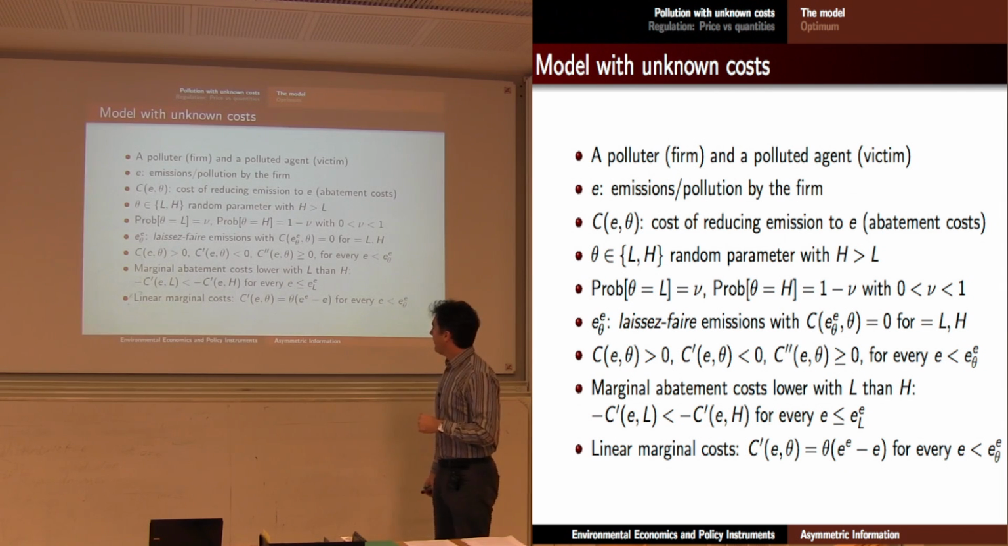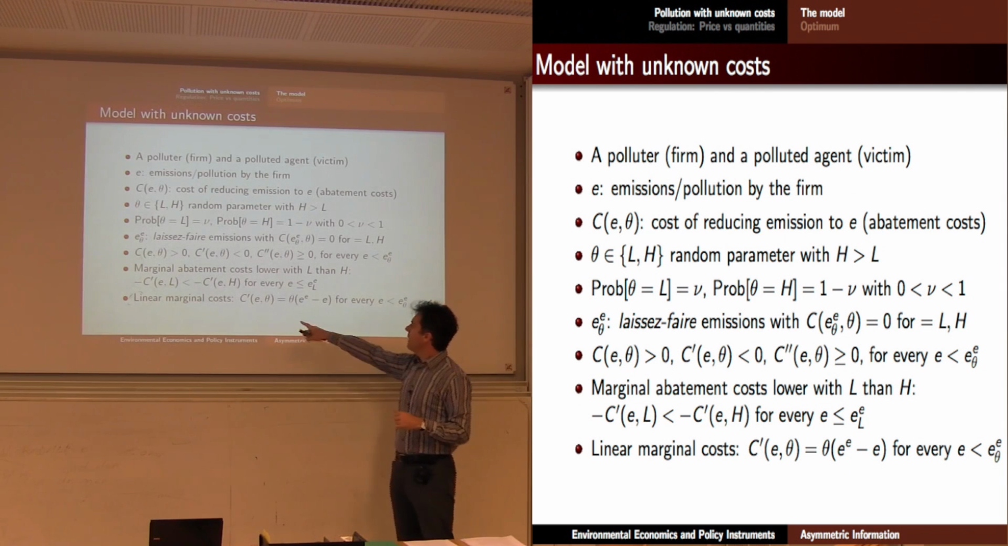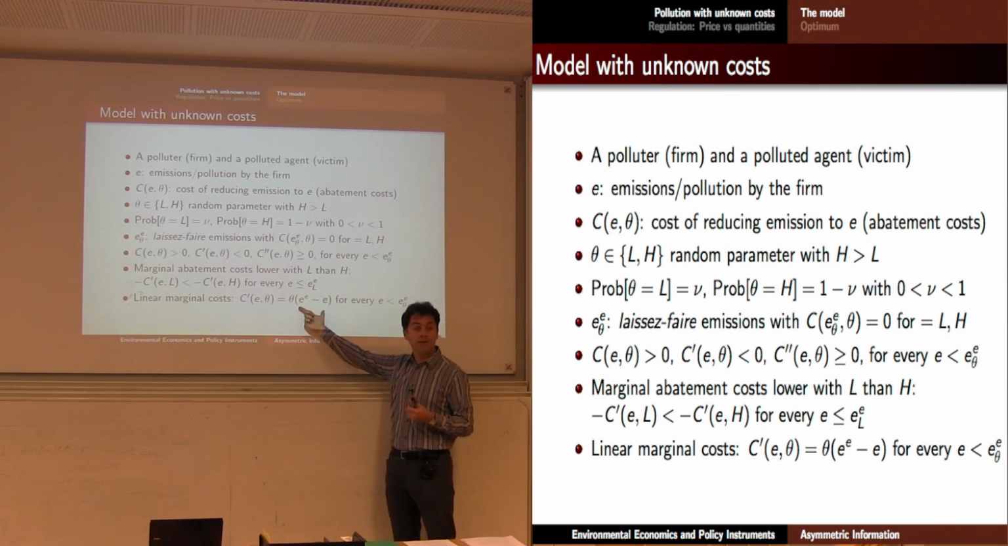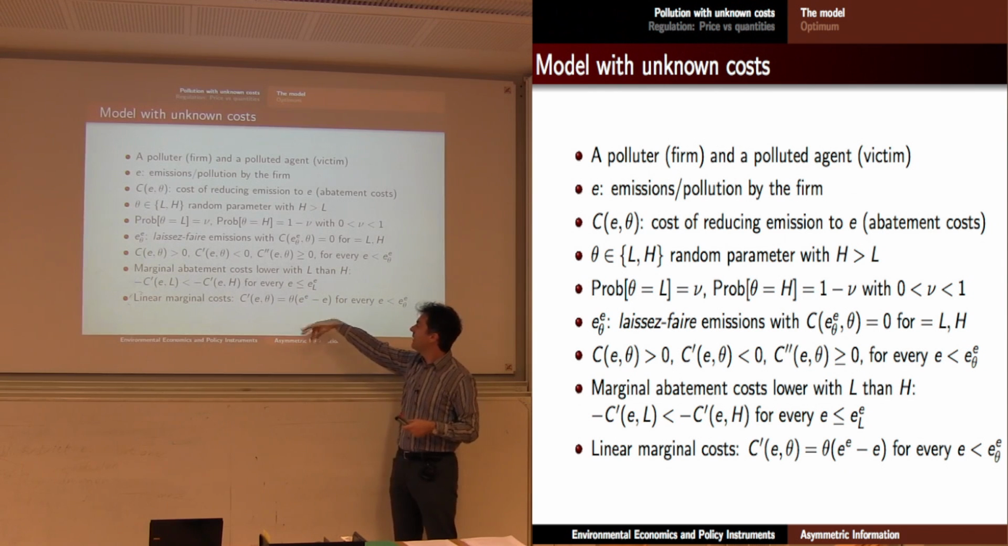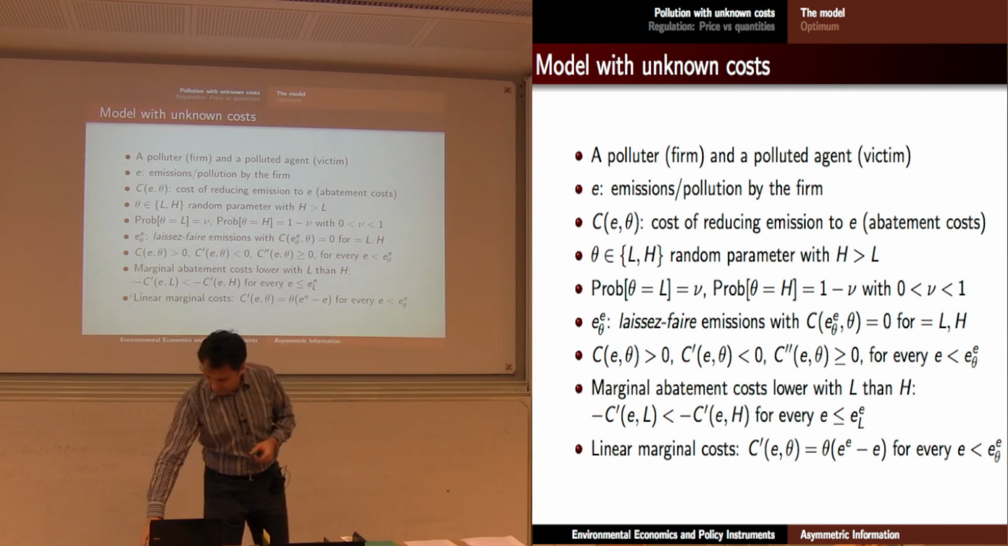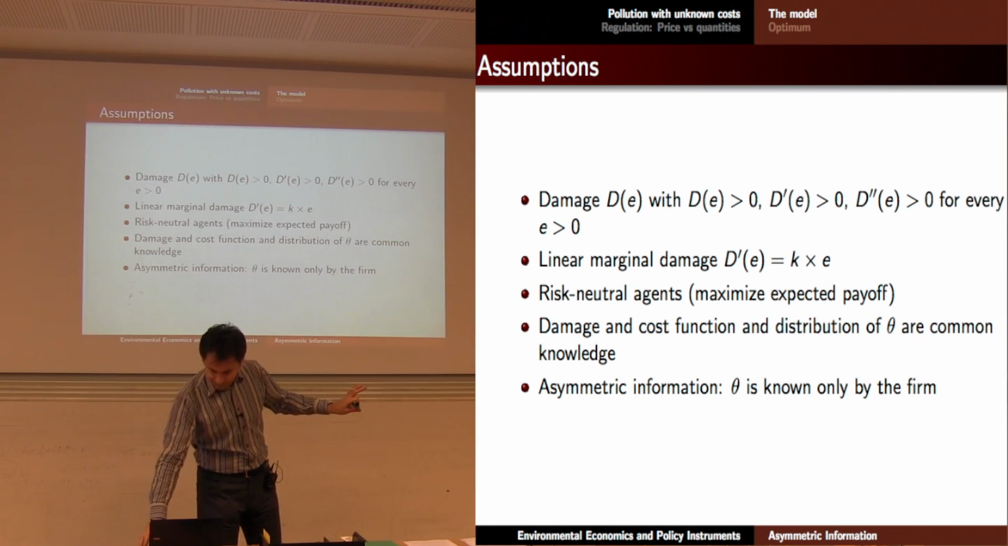And in the first part of the lecture, I will assume linear marginal cost. So this is an example of this kind of cost function. You have the laissez-faire emission and how much you emit. This is, by definition, the level of abatement, how much you reduce emission compared to the laissez-faire. And theta has two values, high or low, and high is higher than low. So this is on the cost side.